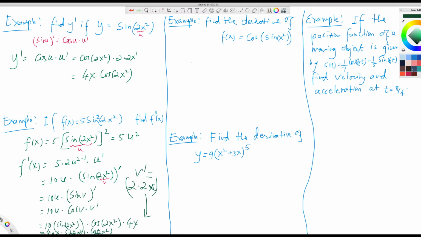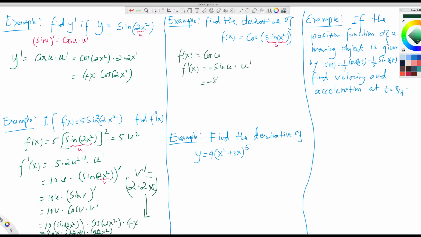So how about here? What do you think? Here f of x is cosine of sine x squared. Let us consider the inside as u, and that becomes cosine u. So f of x is cosine u. What will f prime be then? The derivative of cosine u is negative sine u times u prime. What is u prime though?